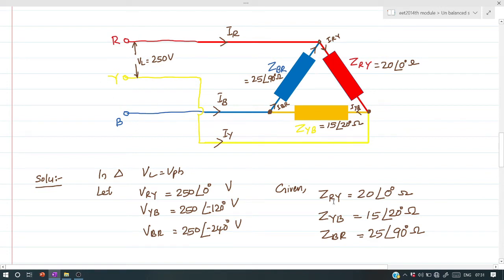And load impedances are given as ZRY is equal to 20 angle 0 degree, that much ohm. ZYB is 15 angle 20 degree, that much ohm. And ZBR is equal to 25 angle 90 degree, that much ohm.